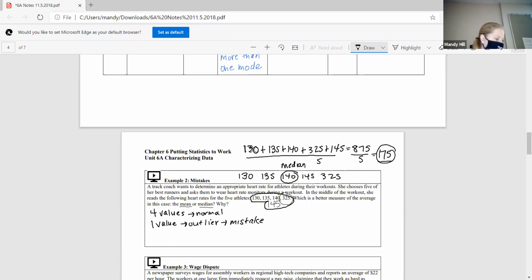Okay, so if we use the mean, it includes the outlier, and we don't want that because we think it's a mistake. So we don't want to use that. So we want to use the median because it would not include the outlier. That would be the correct choice. If I want to describe this data, I would want to use the median because it doesn't include that crazy number.